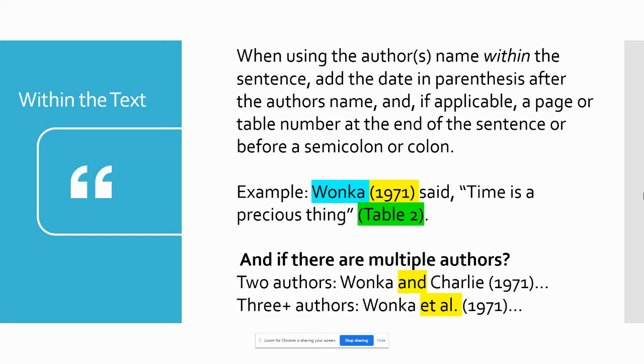What if there are multiple authors? To denote two authors, use the word, not the symbol, and between authors. If there are three or more authors, write the last name of the first author listed and then the phrase et al. Period.